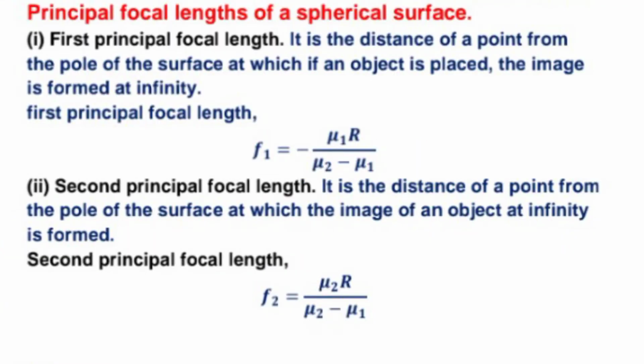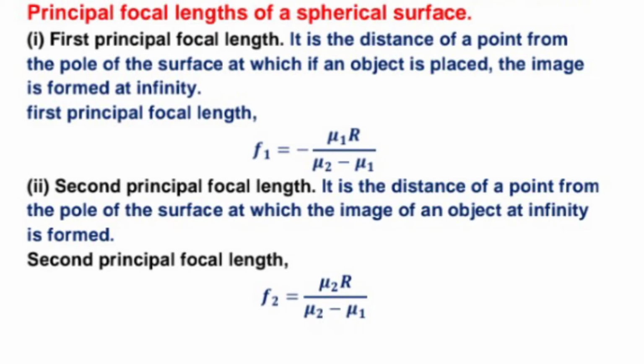First principal focal length. What is the first principal focal length? It is the distance of a point from the pole at which, if an object is placed, the image is formed at infinity. The first principal focal length f1 equal to minus mu1 r upon mu2 minus mu1.